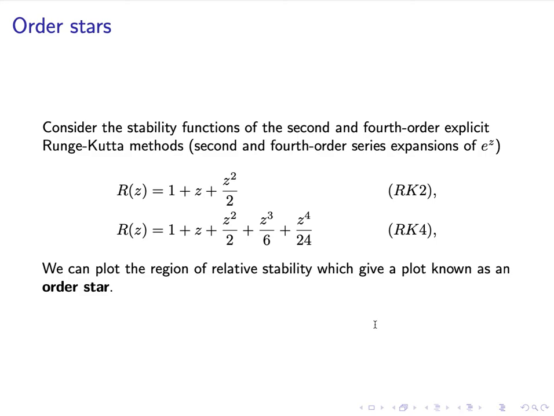So for the second and fourth order explicit Runge-Kutta methods, which we've seen in the past, our stability function is the series expansion of e to the z. So for the second order Runge-Kutta method, RK2, we have the series expansion of e to the z up to order 2, and for the fourth order we have the expansion of e to the z up to order 4. So what I'm going to do now is plot the region of relative stability for both of these methods, and these are known as order stars.